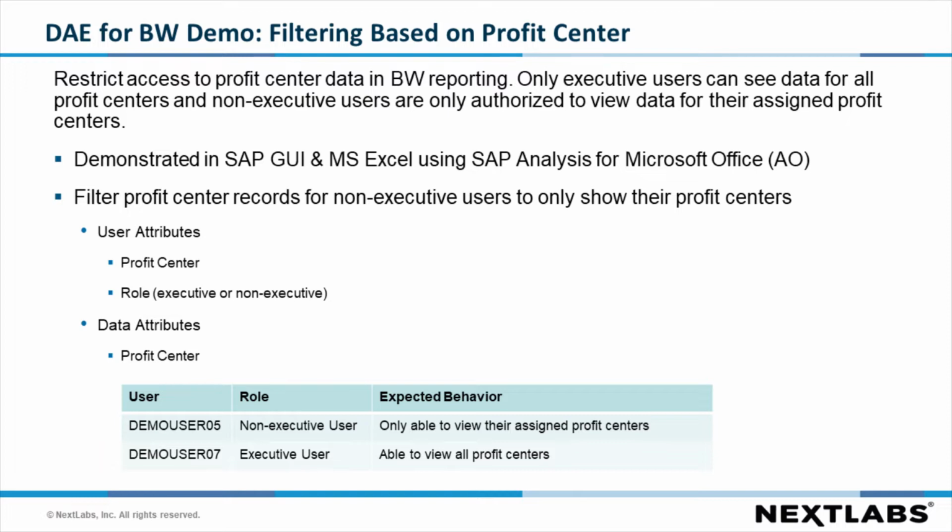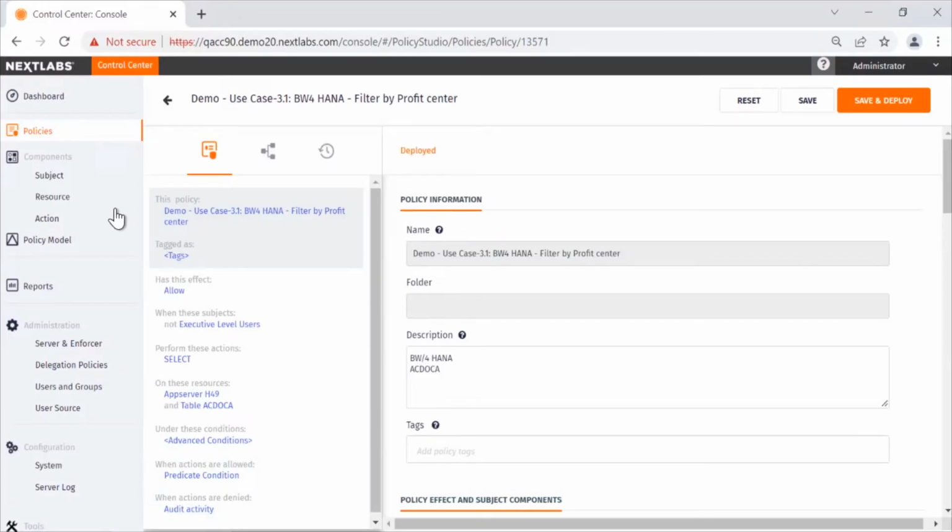We will have two users for this demo: demo user 5, who is a non-executive user and is only able to view data from their assigned profit center, and demo user 7, who is an executive user and is able to view data from all profit centers. First, we will see how this is defined in the NextLabs Control Center.